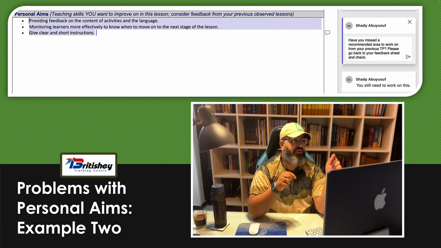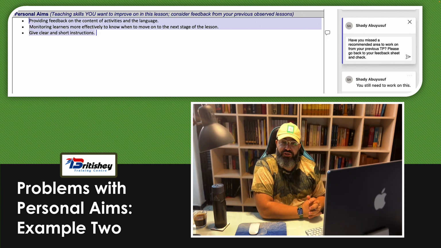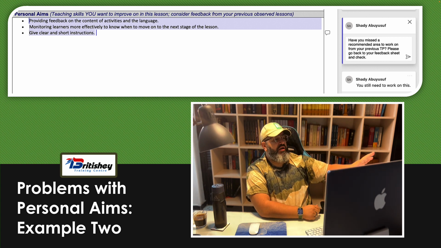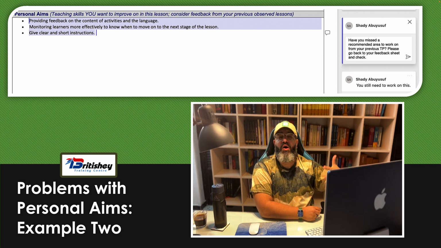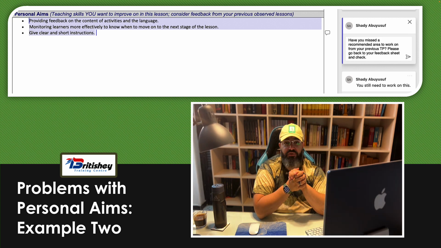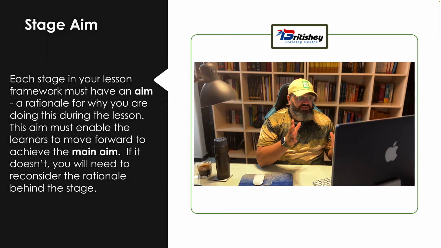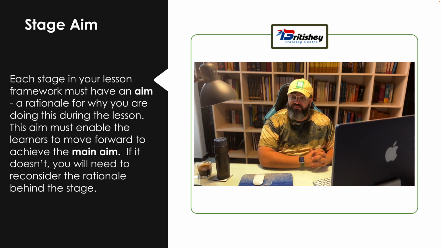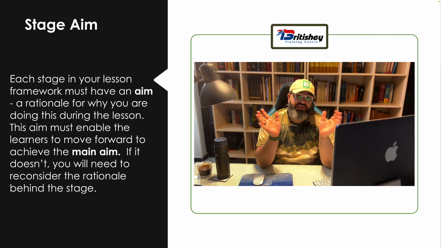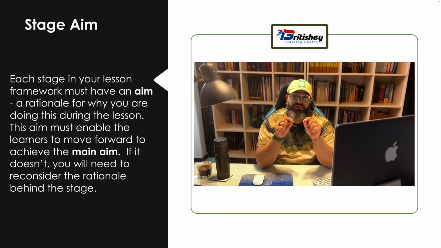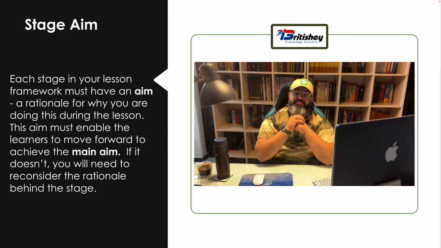And then I wrote down here, you still need to work on this, as a kind of an agreement to what he wrote. And of course, there is still a problem also in these personal aims, because the guy is not saying how he will handle this. Right, now let's move to stage aims. Let's go. Each stage in your lesson framework must have an aim. Fine, as we said before, a lesson is like a journey, and this journey is made up of stages. And for every stage in that journey, there has to be an aim, and all these aims have to serve the big main aim. Right.